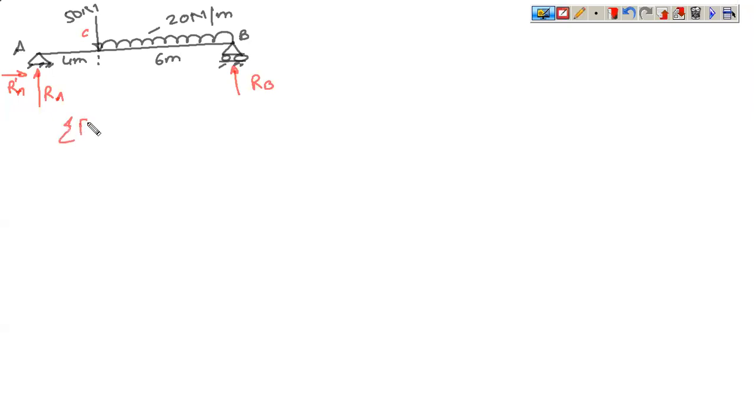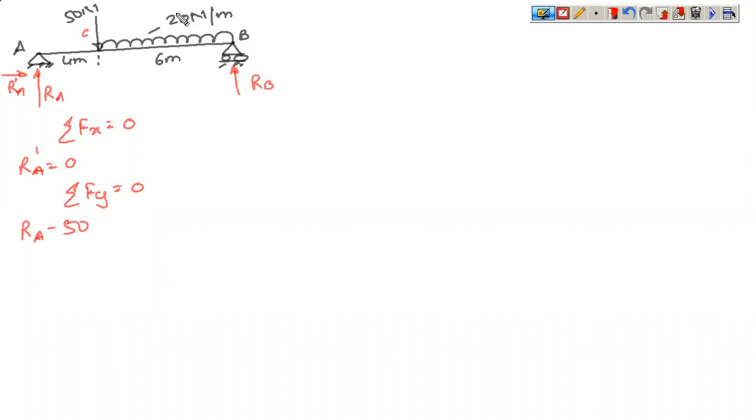So if you try to solve ΣFx = 0, you have RA dash is equal to 0 because there is no other force acting in the x direction. So this is equal to 0. Now let us find out ΣFy = 0. This RA is in the positive y direction, so this is positive. This is negative, minus 50.